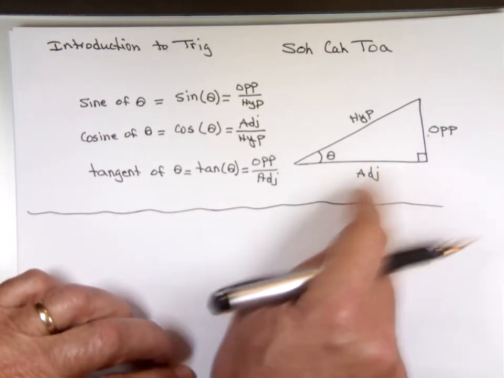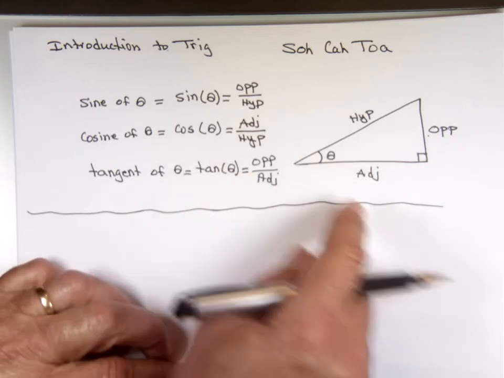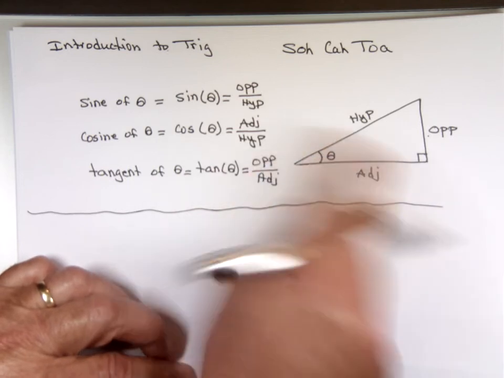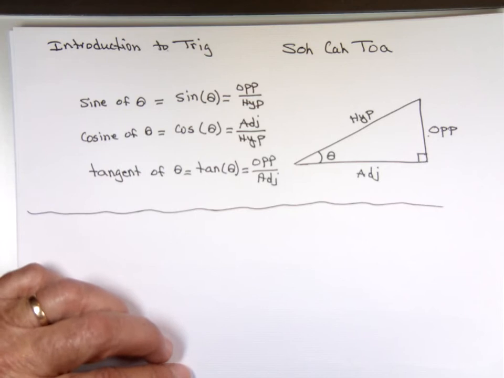If you know 2, you can find everything else. If I know this side and that side, I can find the angle, I can find the other side. If you know 2, you can find the rest. Let's see how.